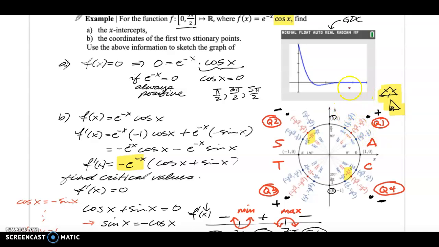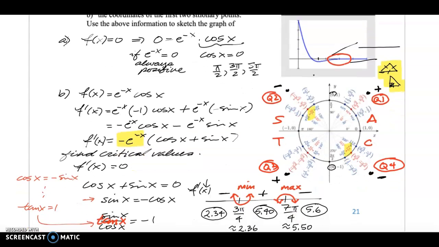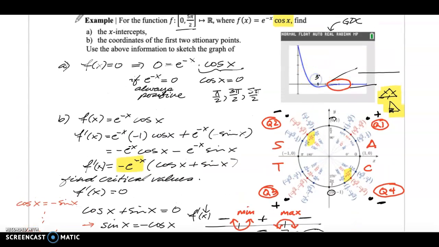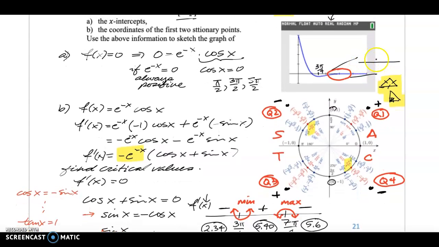What this is not showing you right here is this. If I blew this up, you would actually see the following. It would go, so you see right here, this is your minimum, right? There's a minimum right here. This is your, I think it's 3 pi over 4. But there is a maximum right here.